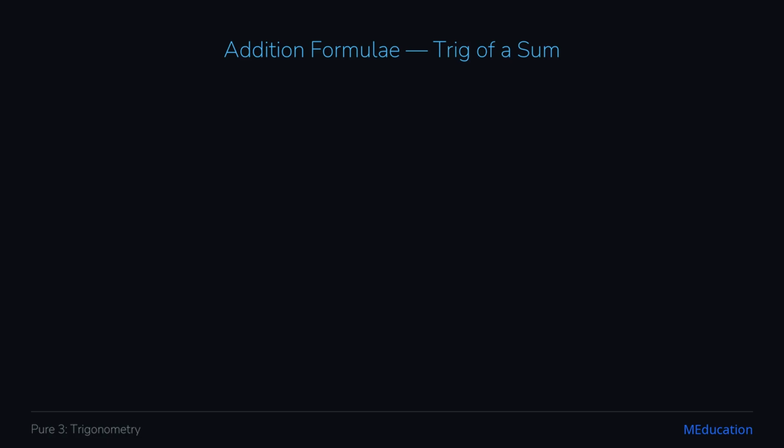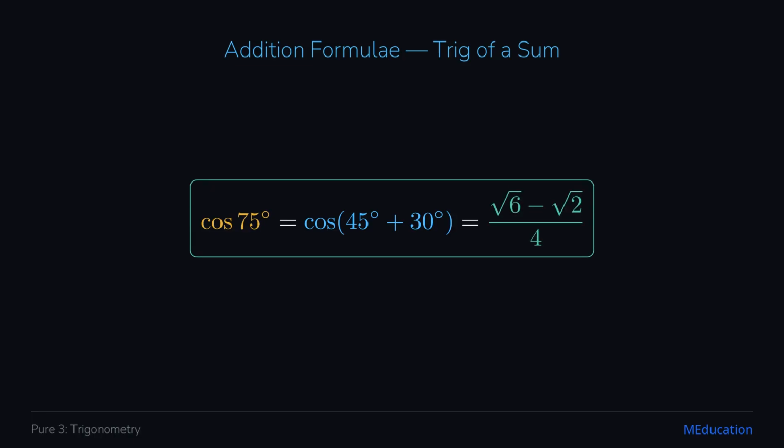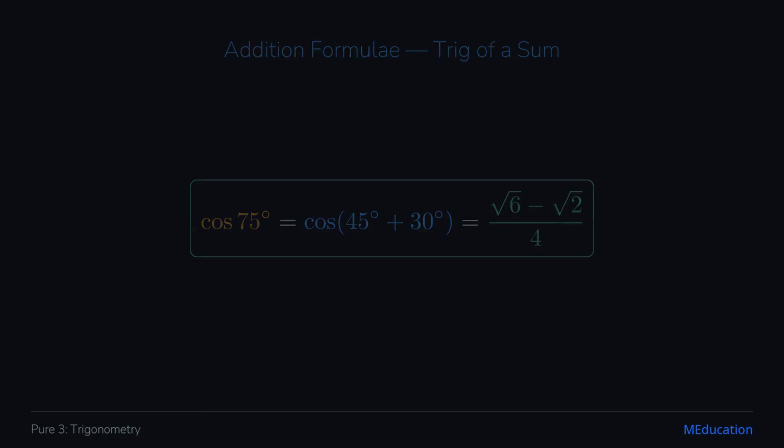Learn these 2 cold. A quick taste: cos of 75 degrees with no calculator. Write 75 as 45 plus 30, feed it into the cosine formula, drop in the exact values you already know, and you land on root 6 minus root 2, all over 4. An ugly angle, an exact answer. That is the whole party trick of addition formulae.